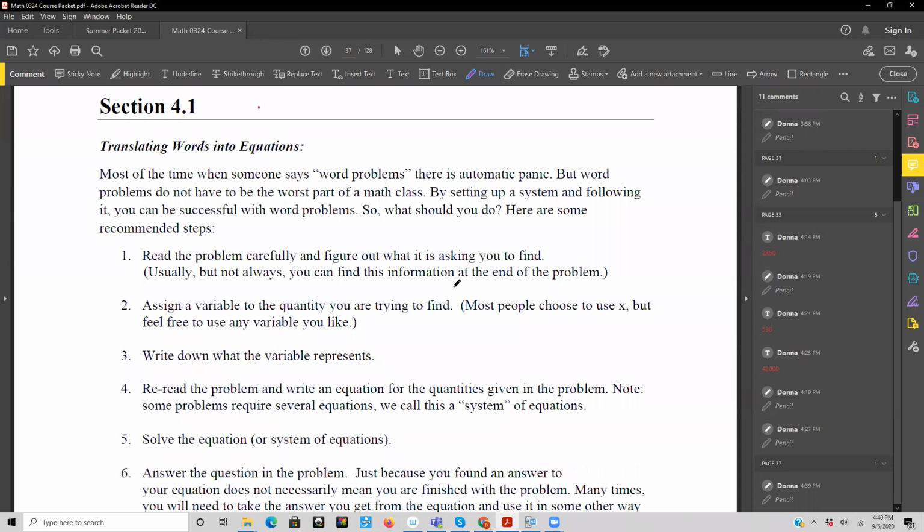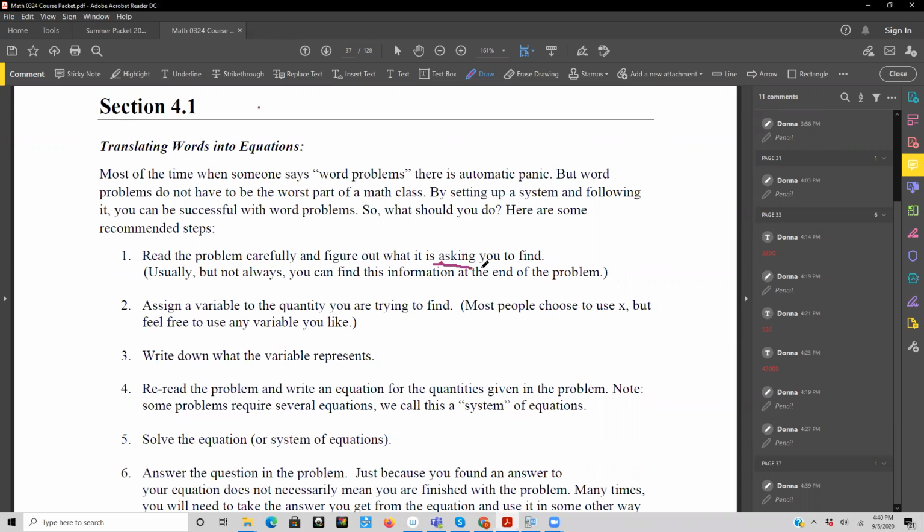Okay, we're going to talk about how to translate words into equations. The big thing with word problems is it's not like reading an English book. You've got to read it slowly. I highlight stuff. I do all kinds of stuff that I wouldn't do when I'm reading an English book. I read very, very carefully and slowly.